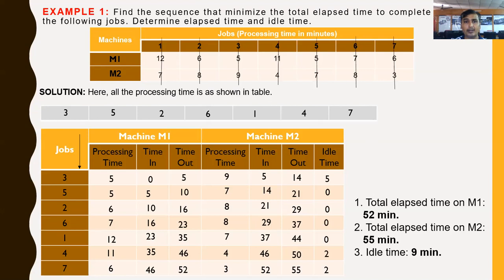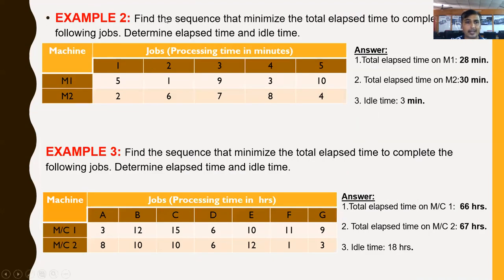Now, the next, second example. This is homework for you. Here I am also providing the answer, so you can easily check. Find the sequence that minimizes the total elapsed time and completes the following jobs. Determine the elapsed time and idle time. Here there are 5 jobs and 2 machines. The total elapsed time on M1 is 28 minutes, the total elapsed time on M2 is 30 minutes, and the idle time is 3 minutes.